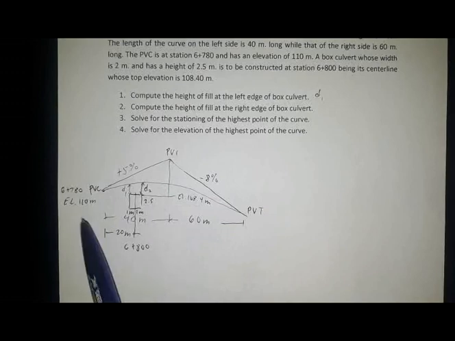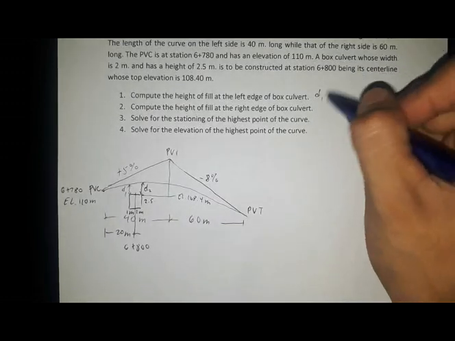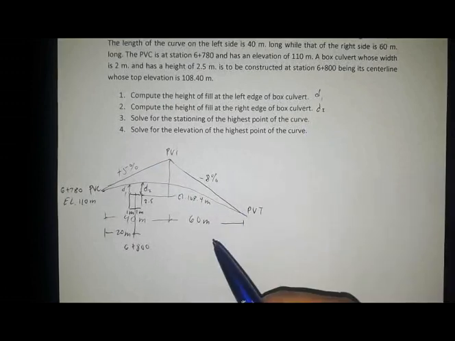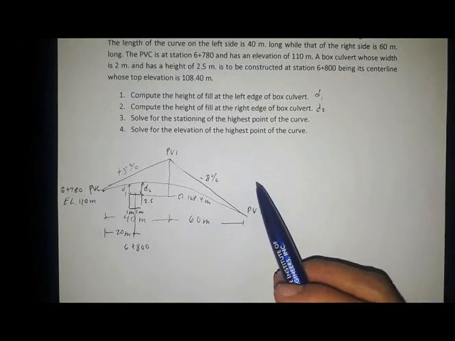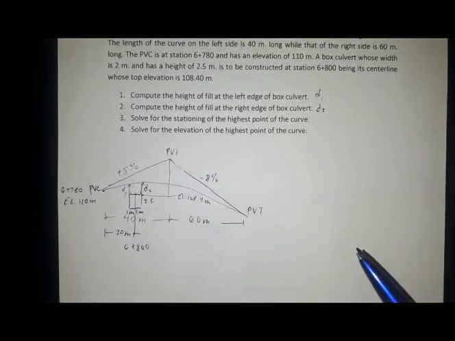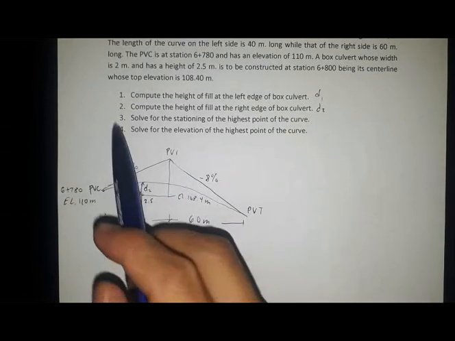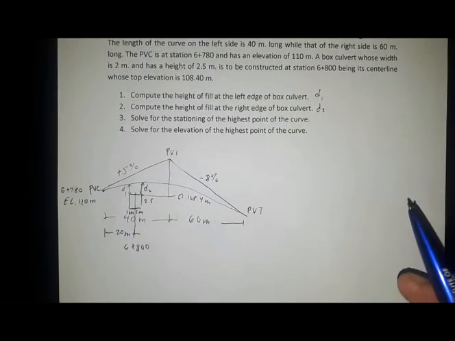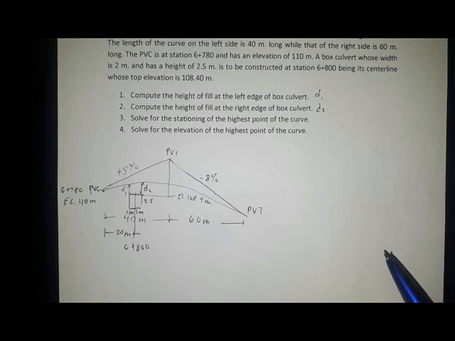Solve for the stationing of the highest point of the curve. So we still don't know yet where the highest point is and also the elevation, but we are going to find out when we solve number 3 and 4. Now let's start solving with number 1. Compute the height of the fill at the left edge of the box culvert.